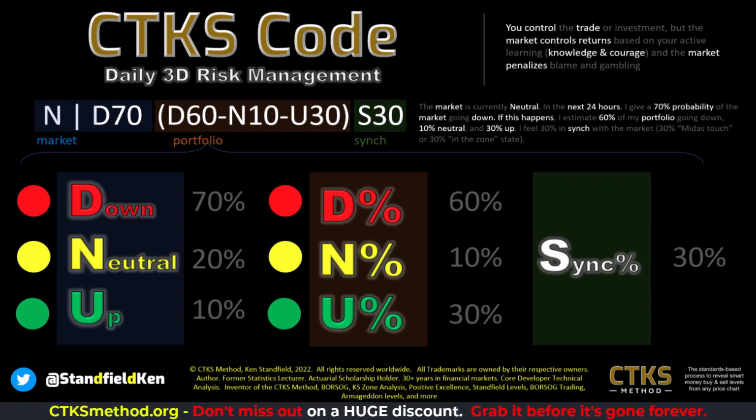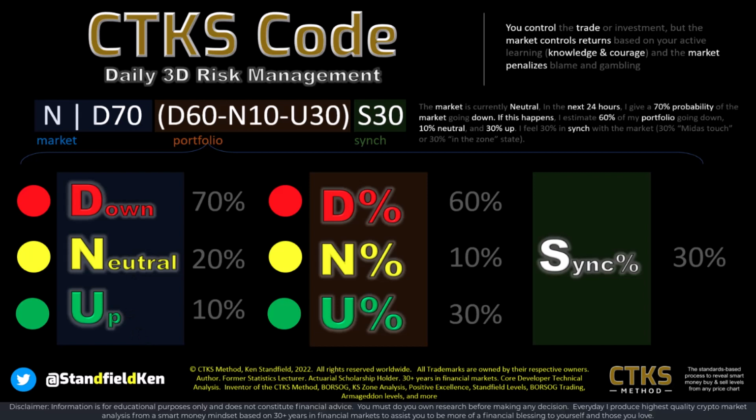To do three-dimensional risk management, we must understand that price is always moving in a wave. It can go down, it can go neutral, or it can go up in any specific period of time. The focus is to raise the synchronization score. The synchronization score is your profitability score.